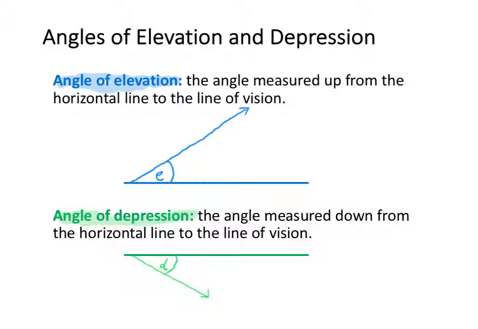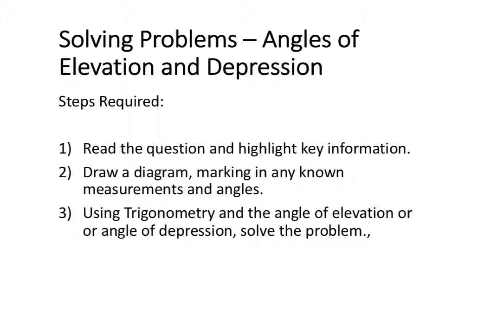So let's have a look at some steps to calculate the angle of elevation and depression and use them to solve problems. The first step when solving problems involving angles of elevation and depression is to read the question and highlight any key information. Now, this information could be a distance or an angle that is provided to you in the question. The second step is to draw a diagram. Now, that diagram would normally involve a triangle, and mark down any known measurements or angles.